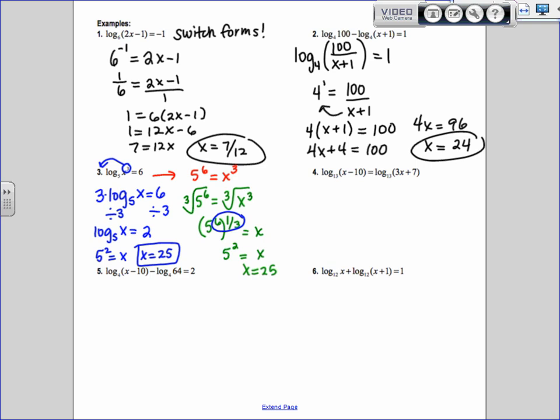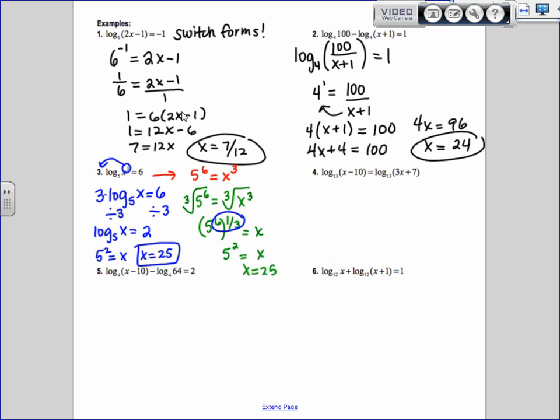Same thing. Yeah, Alex? Yep, that's basically what I did. I raised it to the 1/3. Divide by 3. All right, here we go.